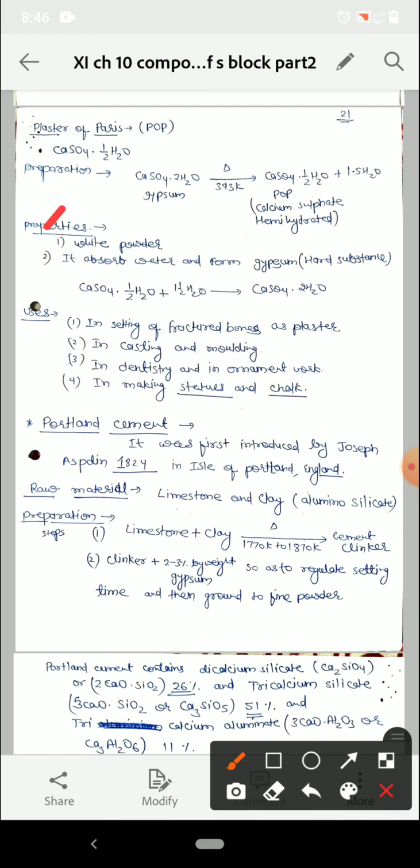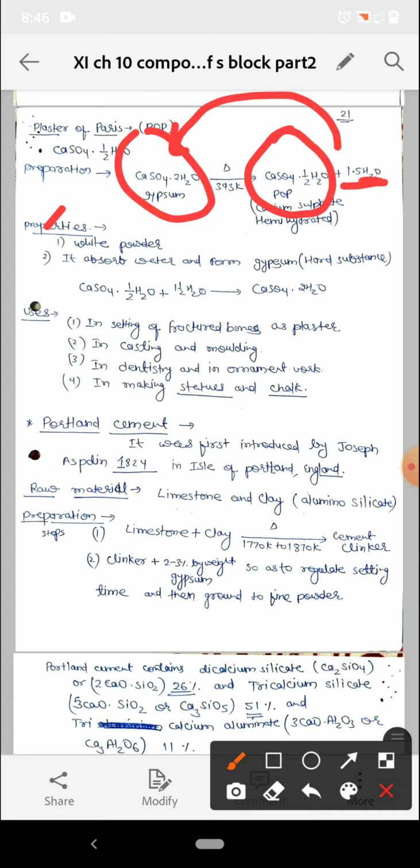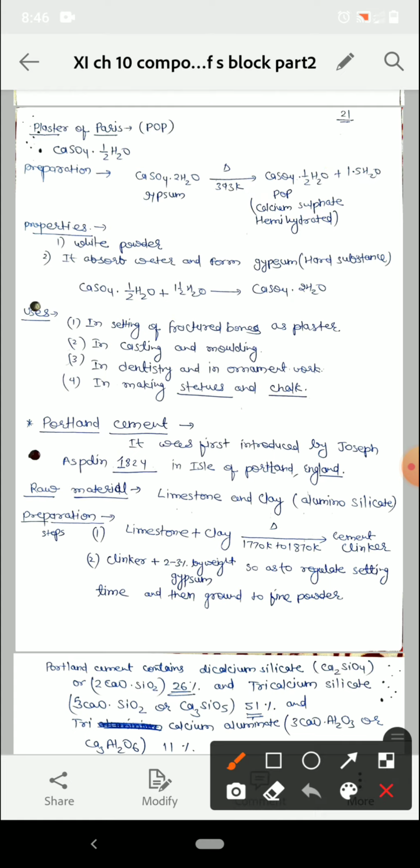So what are the properties? It is a white powder. It absorbs water and forms gypsum. When this CaSO4 absorbs water, it again forms gypsum, and it is a hard mass. It is very hard. So it is used in softening the roof, softening the surface and all that. POP. So now what are the uses?